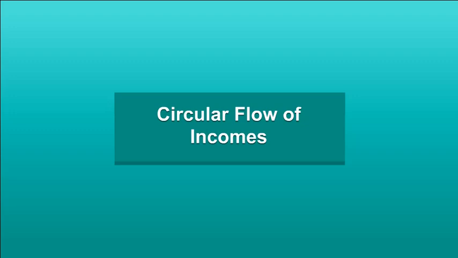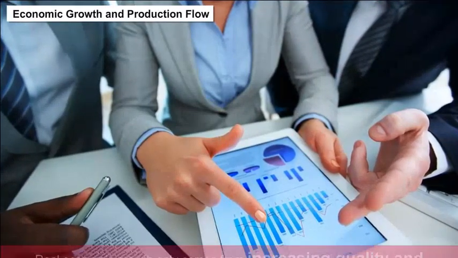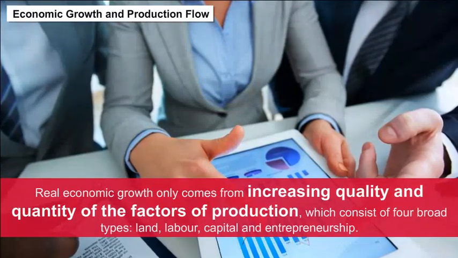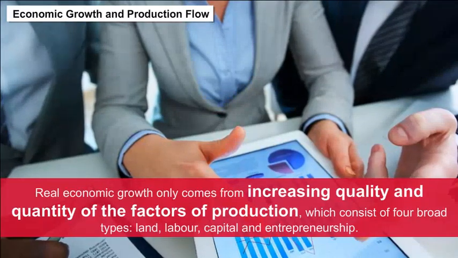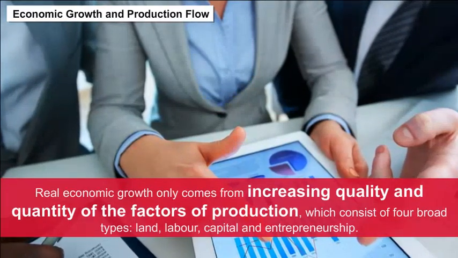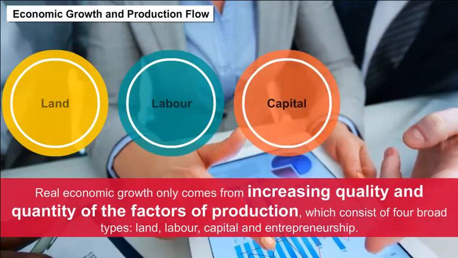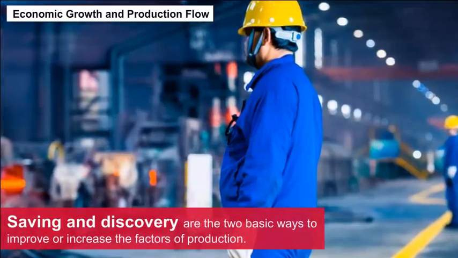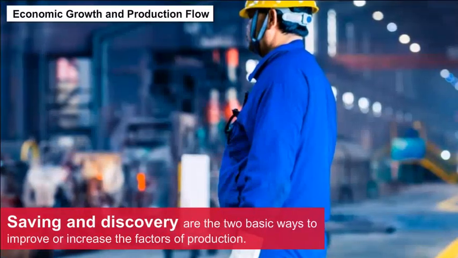Circular flow of incomes, economic growth and production flow. Real economic growth only comes from increasing quality and quantity of the factors of production, which consist of four broad types: land, labor, capital, and entrepreneurship. Saving and discovery are the two basic ways to improve or increase the factors of production.